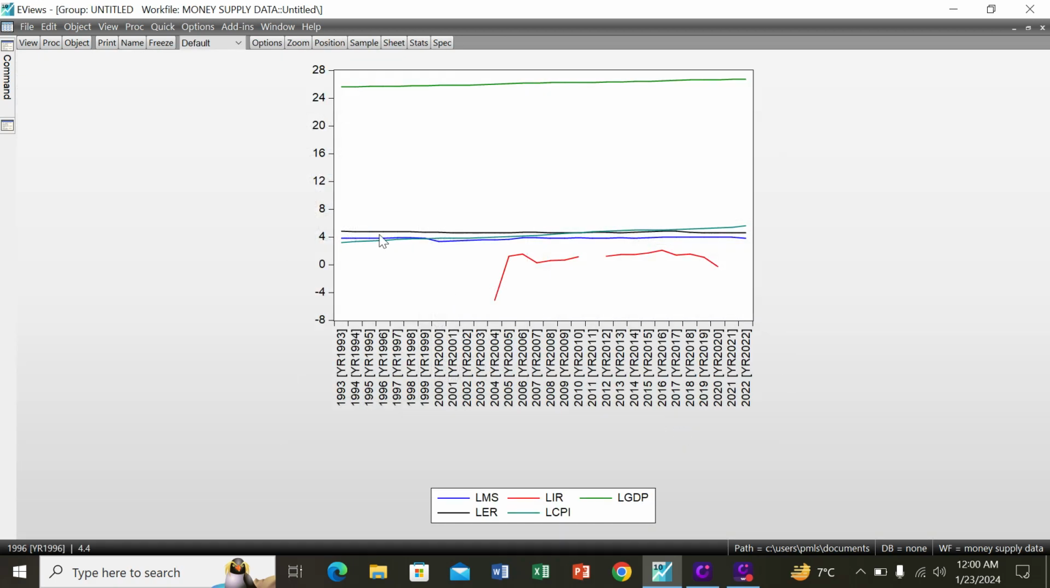Yes, now it is visible. This is your LGDP, log of GDP. This black line shows the log of exchange rate, this blue color is your money supply, and this is your interest rate. There is some missing data in our data, which is why the break comes here. Otherwise, if the data is continuous, then this line will be continuous. So basically this is the purpose of log transformation. Thank you so much for watching.